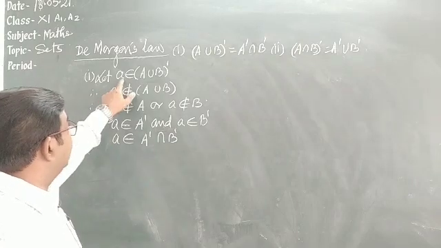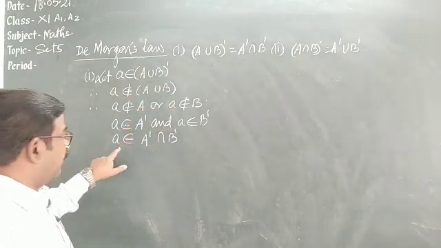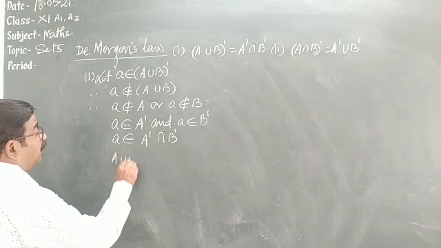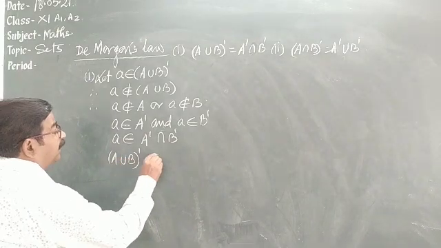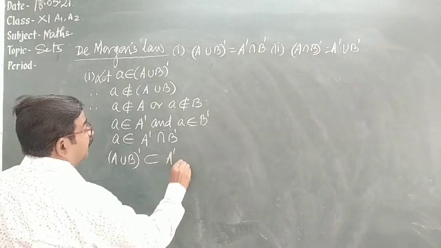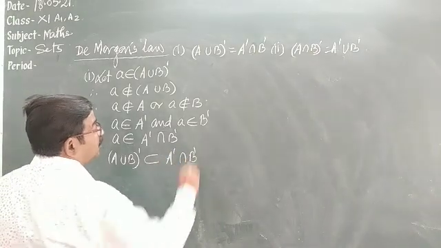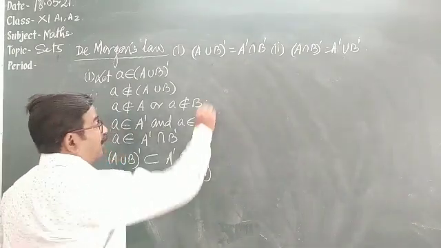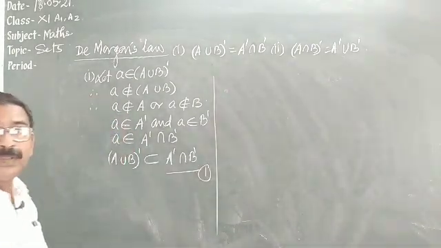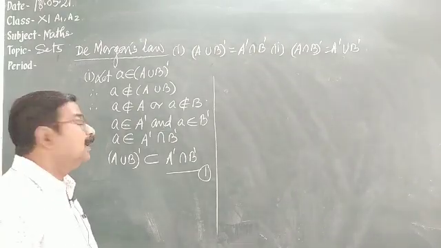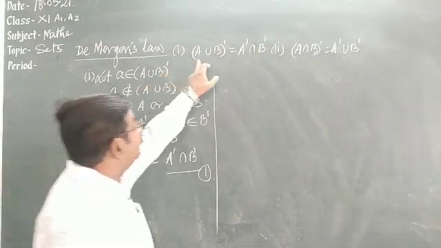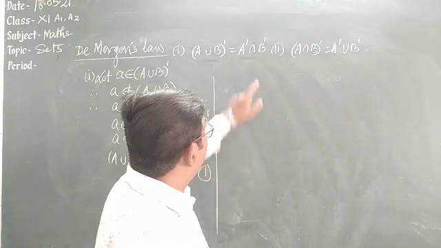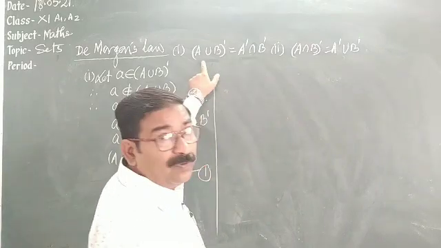What does it mean? The element a belongs to this set and a belongs to that set, which means you can say that (A union B) complement is a subset of A complement intersection B complement. This is equation number 1. Now this first set is a subset of the second set. Now we have to show that the second set is a subset of the first set.